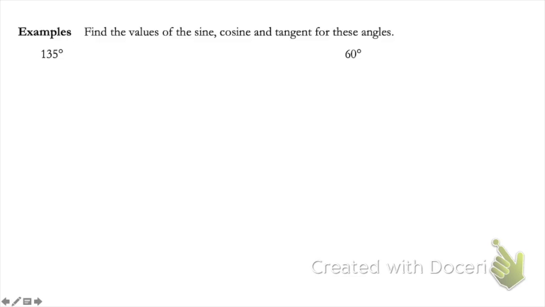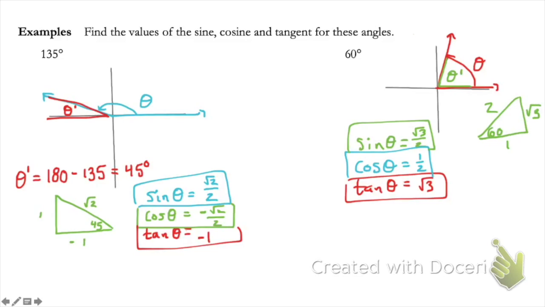For the next two examples, again, please pause the video, try it on your own, and come back to double check to see if you got it correct. So there we've found 45 degrees as the reference angle for 135. And for 60 degrees, well, the reference angle is itself, 60 degrees.